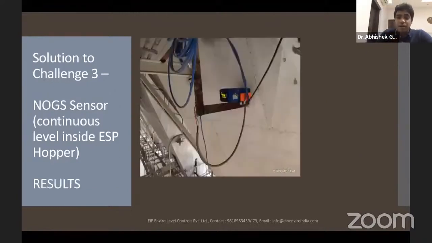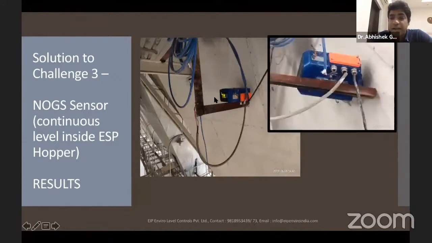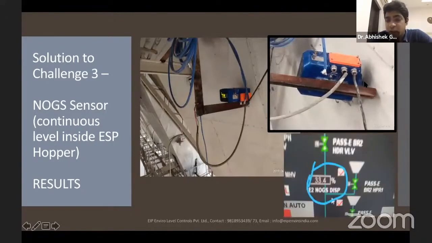So let us look at a few of the installations. This is an installation from one of the power plants in India, and it validates the fact that this is installed outside the hopper. You just have a steel angle and it is installed outside the cladding. Let us have a close up. You can see it is installed outside and you have a continuous level measurement. Right now it says it is 33.4%.